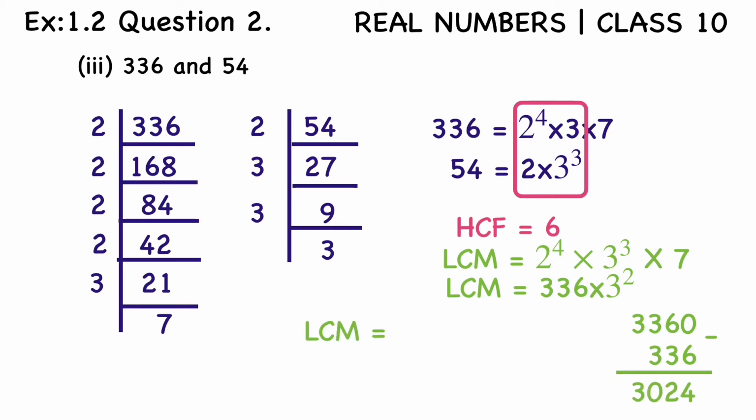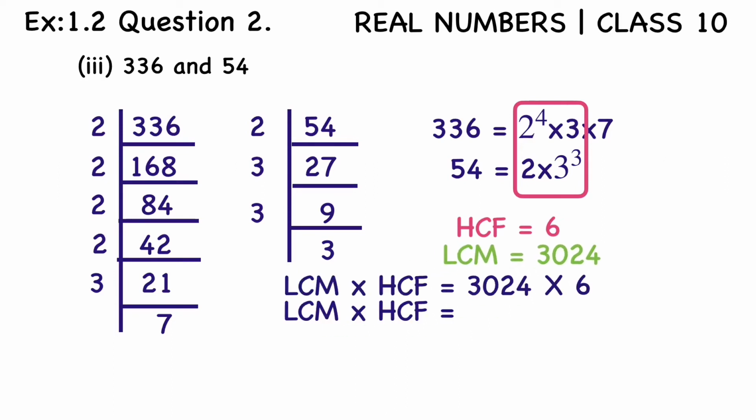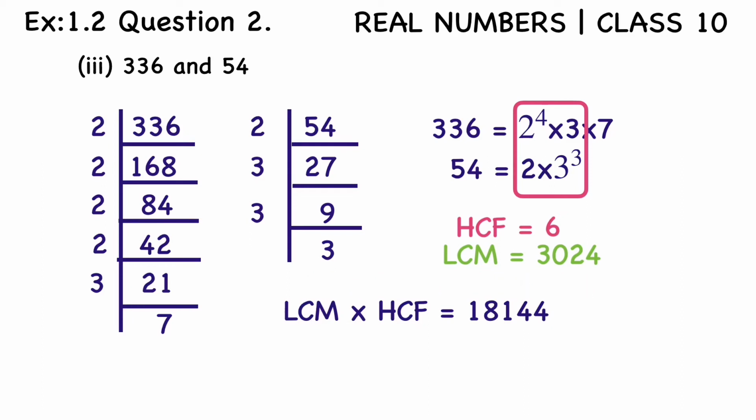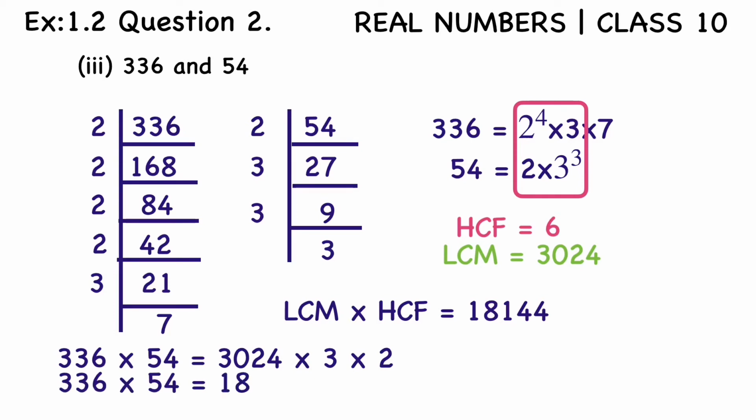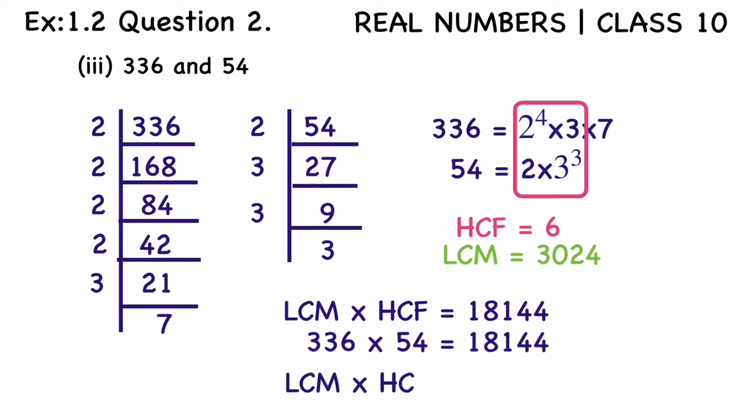Isn't that easy? Now multiply LCM with HCF. We have 3024 into 6, that is equal to 18144. Now multiply 336 into 54. You will get the same answer because we know 336 into 9 is 3024. 3024 into 6 is 18144. So we have LCM into HCF is equal to 336 into 54. Now let's move to question 3.